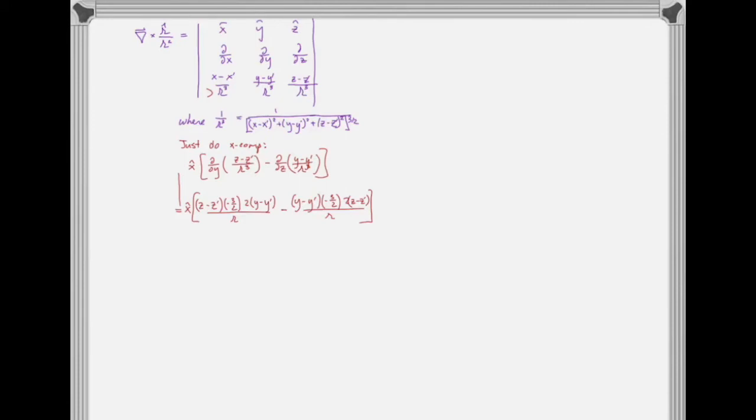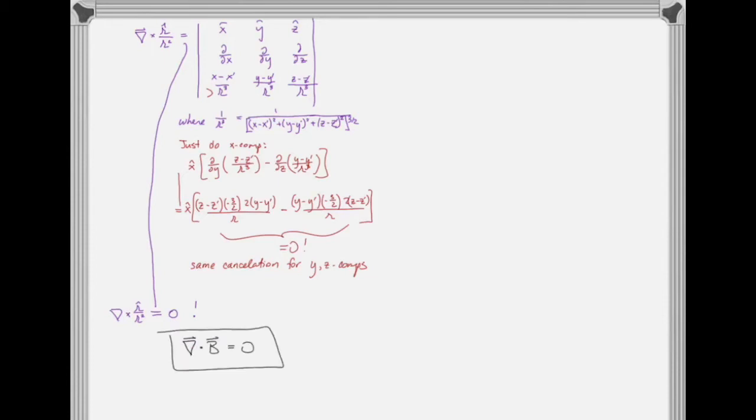You get the exact same thing on both sides, and you just get same thing minus same thing gives you 0. So indeed, both of those terms turned out to cancel out to 0. Same cancellation for the y and the z components, just by symmetry, it's totally symmetric. So that term, del cross script r hat over script r squared, equals 0, and that means the whole divergence of B is 0, because that was our last term.